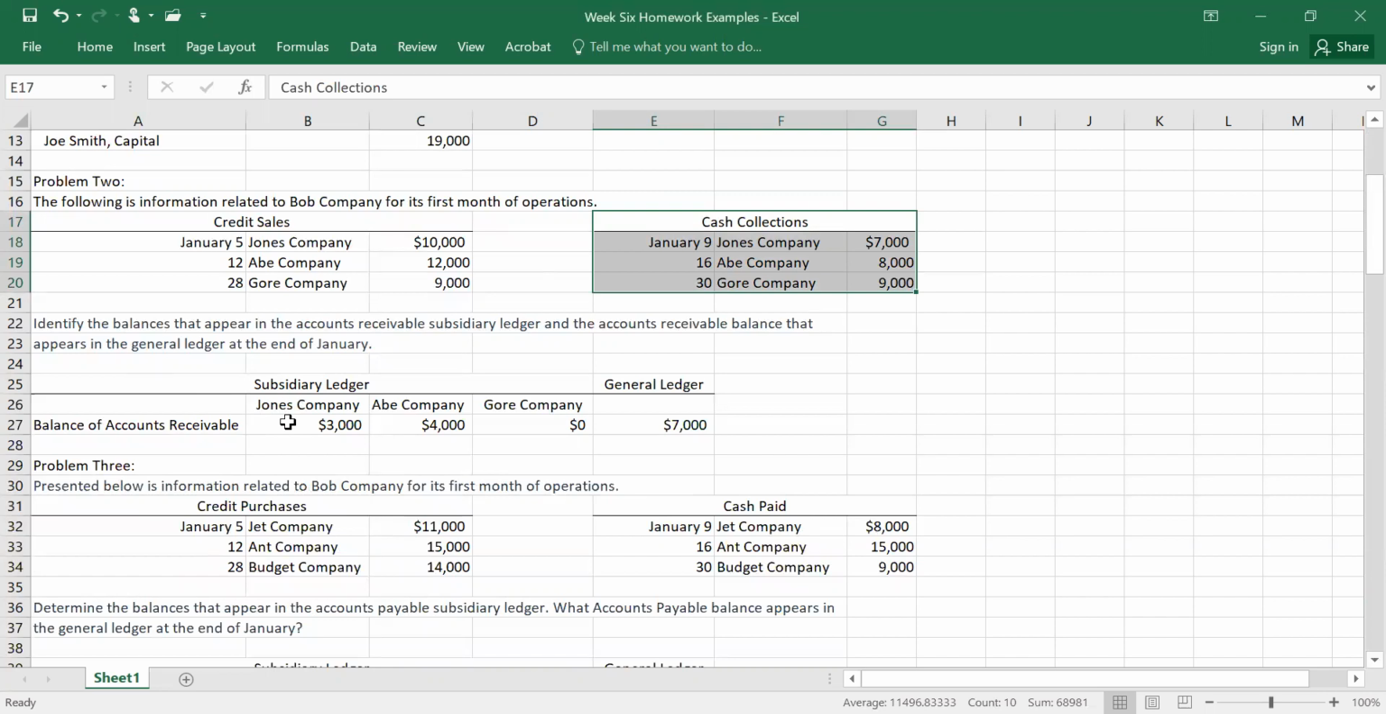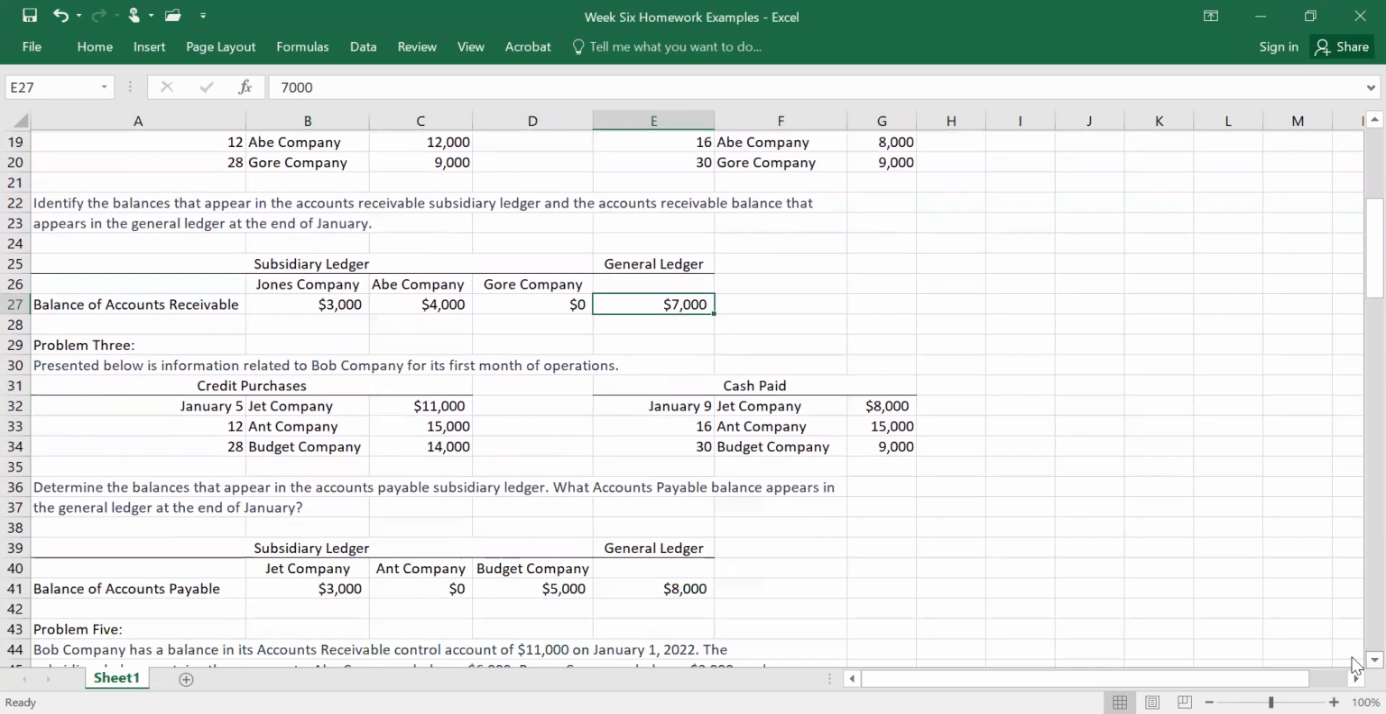So for the subsidiary ledger, for Jones, we're going to have the 10,000 minus 7,000, which is 3,000. That's our balance. For Abe, it's 12,000 minus 8,000, which is Abe's 4,000 balance. Gore is 9,000 minus 9,000, so Gore's balance is 0. For the general ledger, we're going to add Jones and Abe together, so 3,000 plus 4,000 is 7,000.